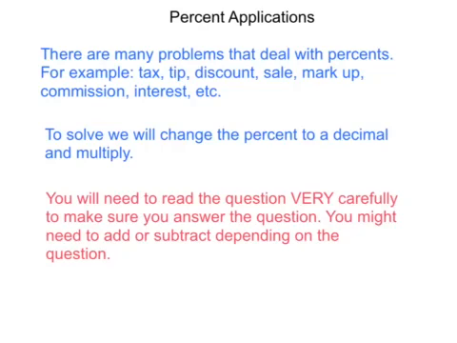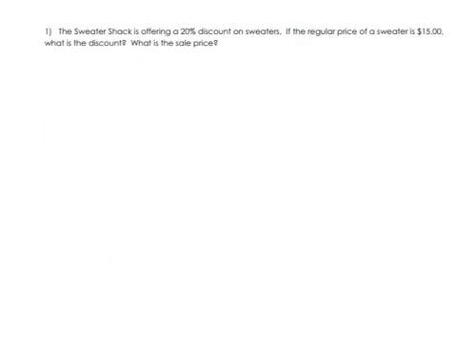And then here it says to read very, very carefully. You might need to add or subtract at the end. So we're going to do 3 different examples here. The first one says, the Sweater Shack is offering 20% discount on sweaters. If the regular price of a sweater is $15, what is the discount? What is the sale price?